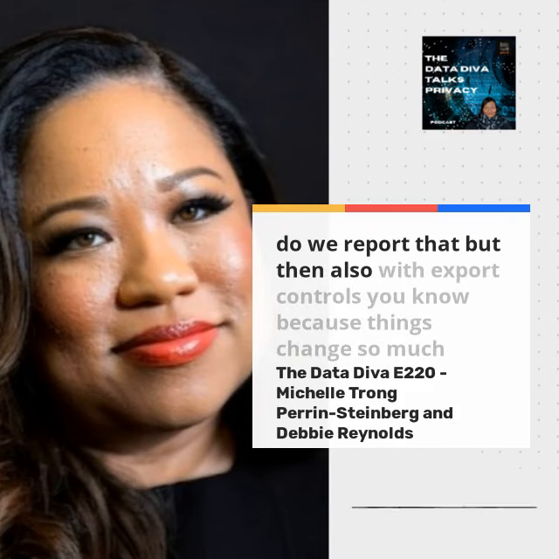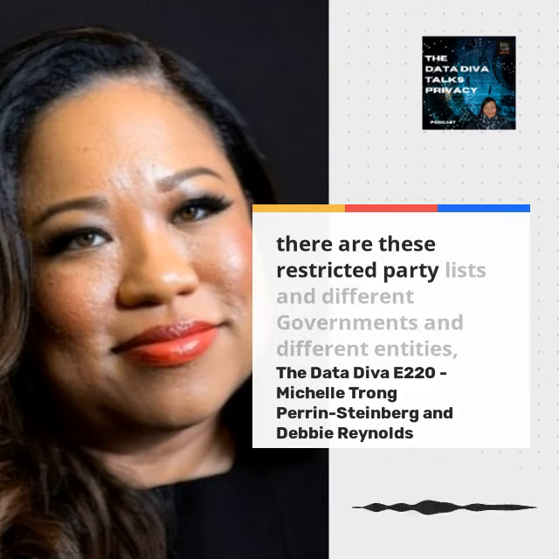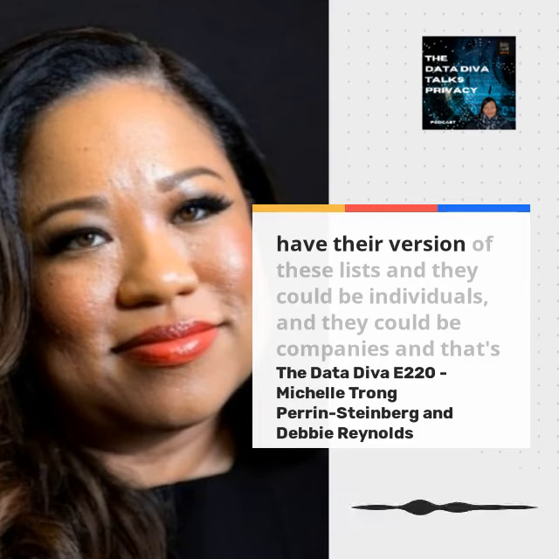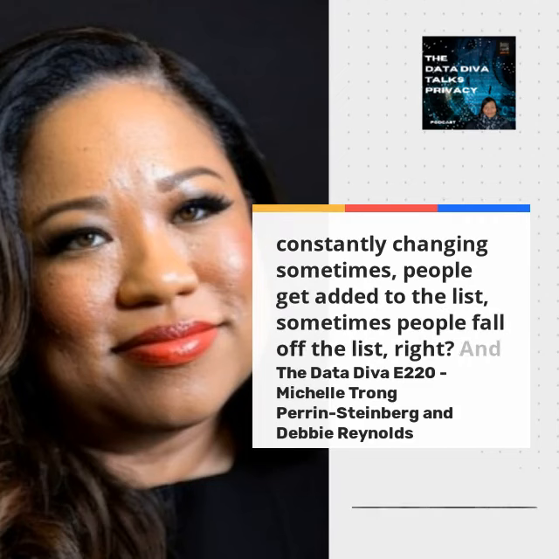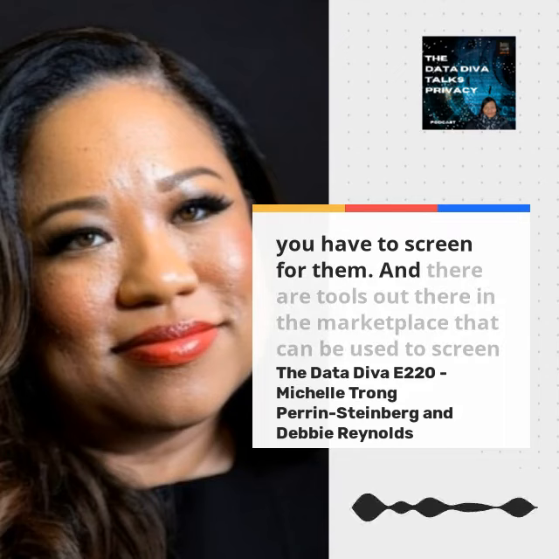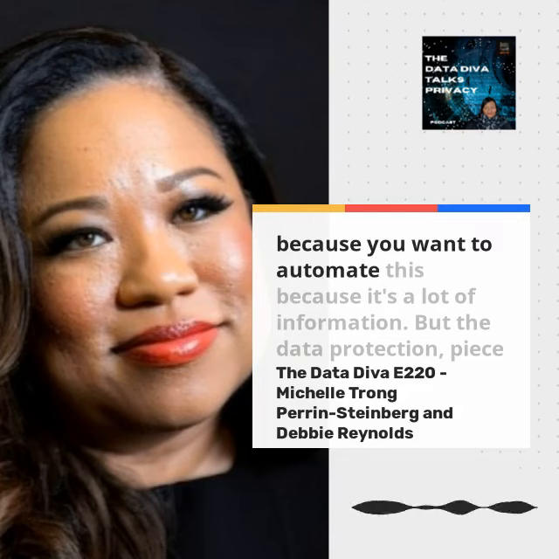But then also with export controls, because things change so much, there are these restricted party lists, and different governments and different entities have their version of these lists. And they could be individuals and they could be companies. And that's constantly changing. Sometimes people get added to the list, sometimes people fall off the list, right? And you have to screen for them. And there are tools out there in the marketplace that can be used to screen, because you want to automate this because it's just a lot of information.